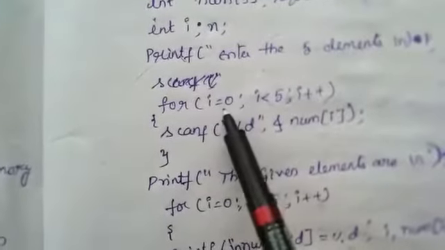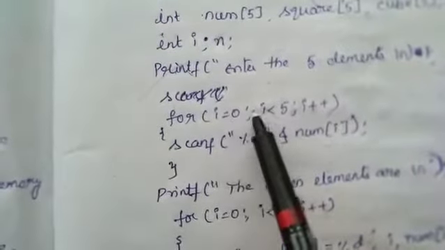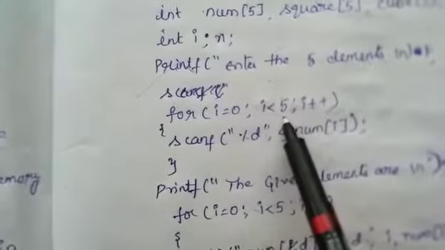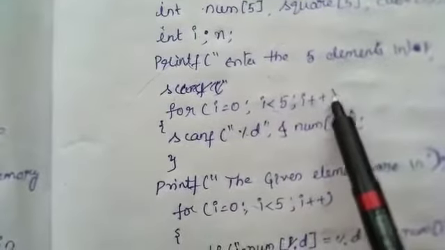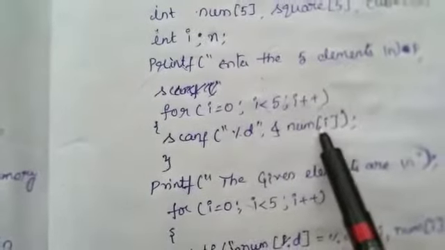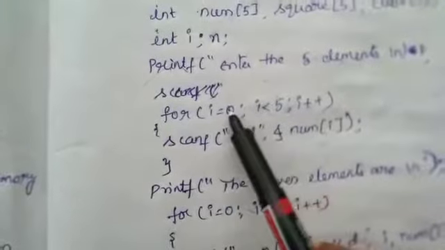For i equals 0, because an array starts from 0, we take 0; semicolon, i less than 5; i plus plus. This is the for loop. We are taking 5 elements into num[5]. If you give 5 elements, those 5 elements have to be stored in this array.